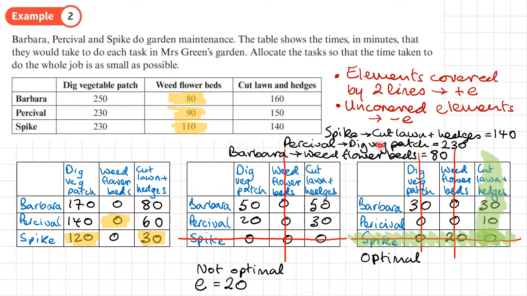I'll just write down what the total cost is in time. So that's going to be 140 plus 230 plus 80, and that gives 450 minutes. So always state what person you're allocating to what task and the total time cost associated with those allocations.